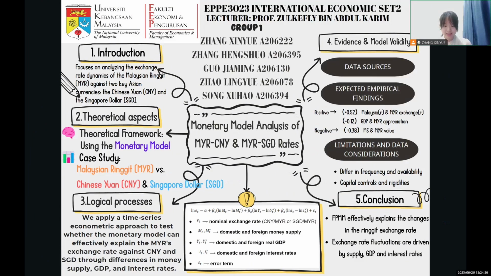Furthermore, we collected data in Malaysia and China from their official websites from 2023 to 2025 for our model, and found that this model is globally significant with different relationships between different terms. You can see a positive relationship of 0.52 between Malaysia's interest rate and Malaysia's ringgit exchange rate, and positive 0.12 between Malaysia's GDP and Malaysia's ringgit appreciation. We also have a negative relationship between Malaysia's money supply and the Malaysian ringgit value, which is negative 0.38.